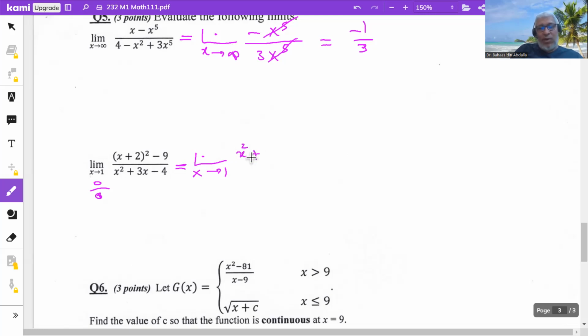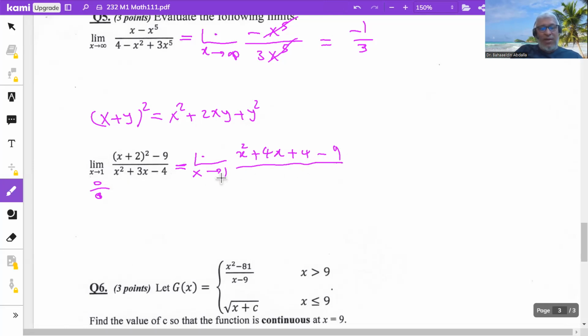We get x squared plus 2x times 2, that's 4x, plus 4. This is how you expand x plus y to the power 2. It's x squared plus 2xy plus y squared, minus 9, over, let me try to factor the denominator. Well, I have x minus 1 and x plus 4, because this will give you negative 4, minus 1 plus 4. You can use the calculator here to factor.